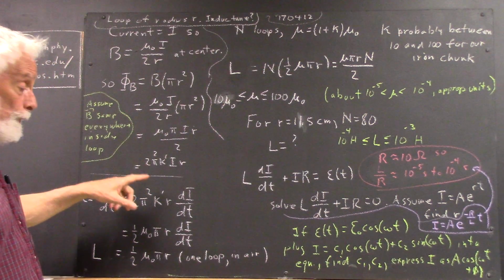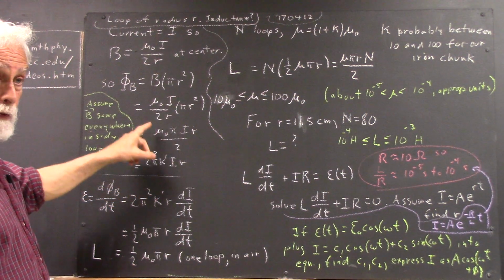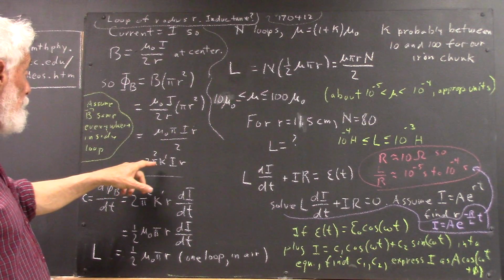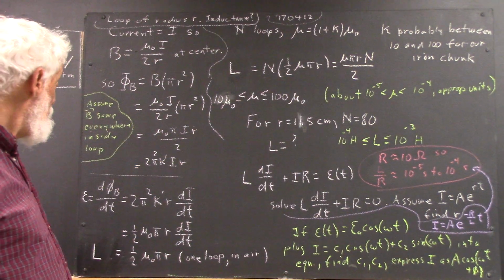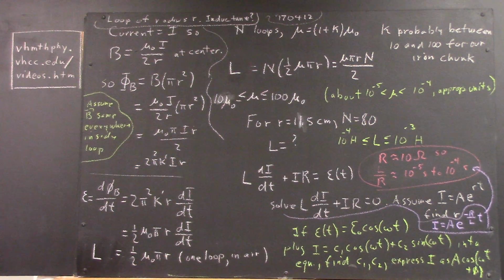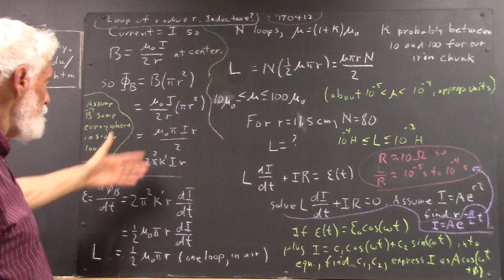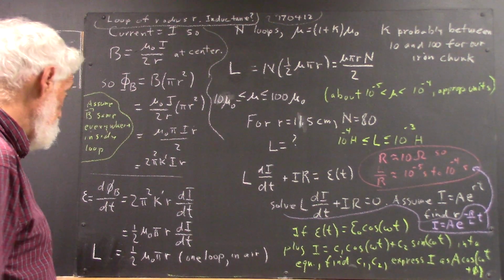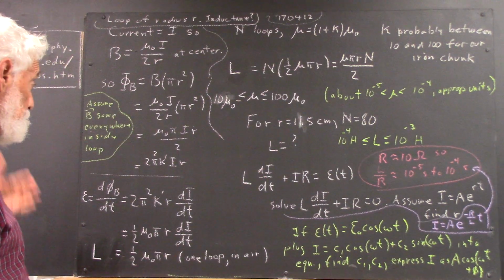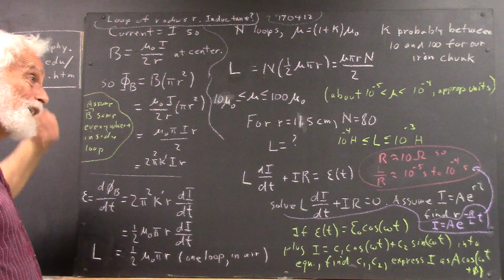or if we prefer, because k prime is easier to remember than mu naught, 2 pi k prime I r. And actually mu naught isn't all that hard to remember. It's just 4 pi times 4 pi k prime.